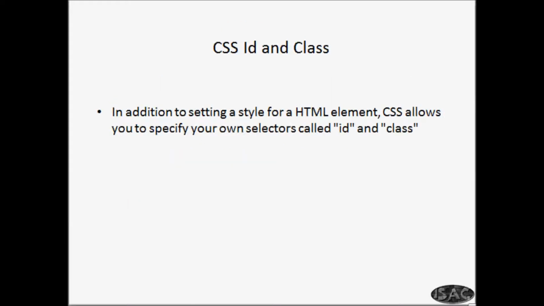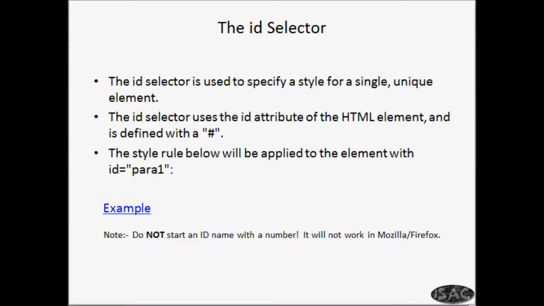CSS ID and class. So let us understand the other stuff here. What is CSS ID and class? In addition to setting a style for HTML elements, CSS allows you to specify your own selectors called ID and class. We have some limited tags that we can use as a selector. But suppose I want to define something independent, which we can use with any kind of tag. So we have a concept here, ID and class selectors.